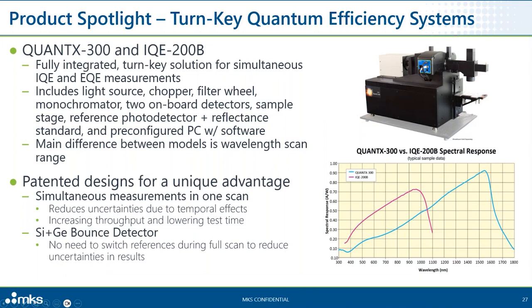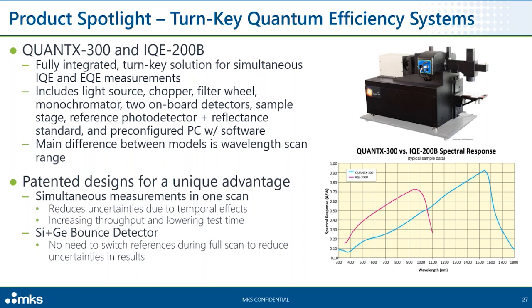So we're going to conclude our webinar series taking a product spotlight at the turnkey efficiency systems that Dave mentioned earlier in the presentation, which is our Quantex 300 and IQE200B systems. These are fully integrated turnkey solutions that allow for simultaneous IQE and EQE measurements for your lab use. This includes all the components seen in the past slides in terms of the light source, your chopper, filter rail, monochromator, your 2 persistent onboard detectors, as well as a variety of sample stage and sample reference detectors. As a fully turnkey system that also comes with a pre-configured PC with software.